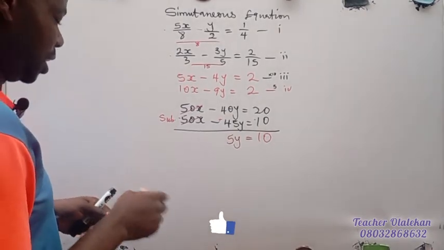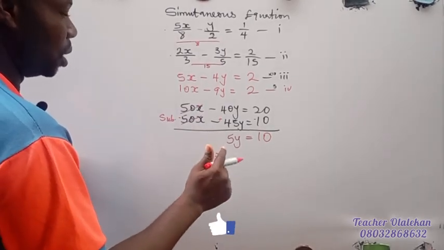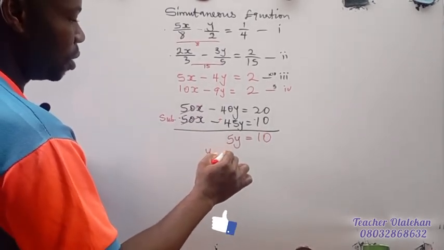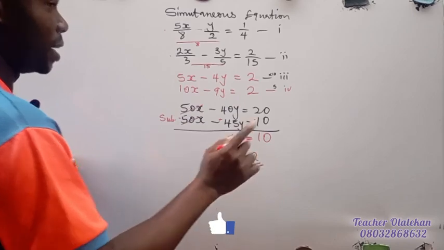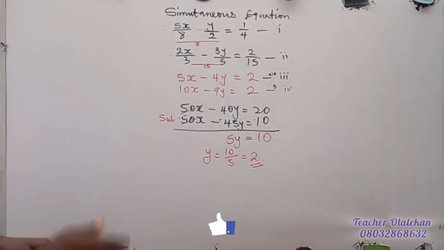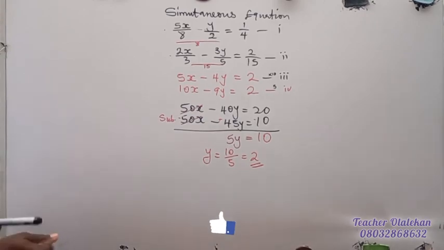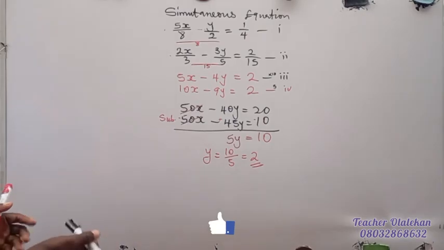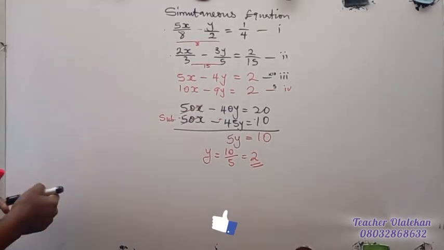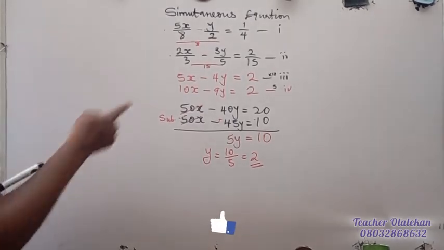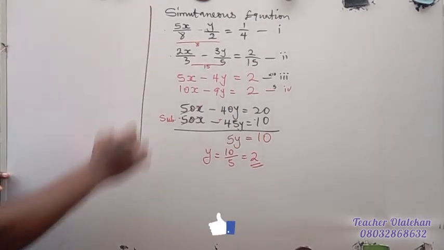At this stage, we divide both sides. That means our y will be equal to 10 divided by 5, and that's 2. So our y is 2. How do we now get our x? Let's derive our x from equation 2 or equation 1, any of the equations, or equation 3 or 4 will be perfect for us. Let's take equation 4, the one we've derived, so that it will be easier for us.